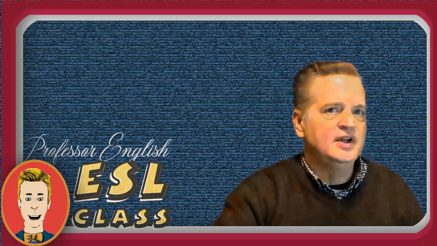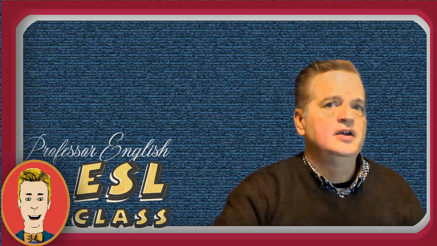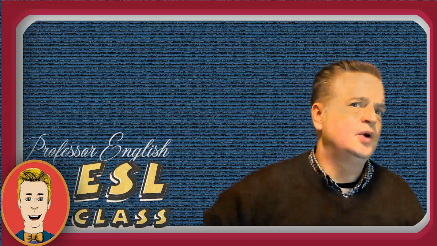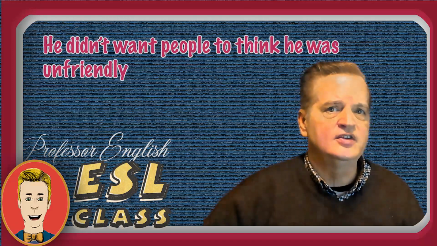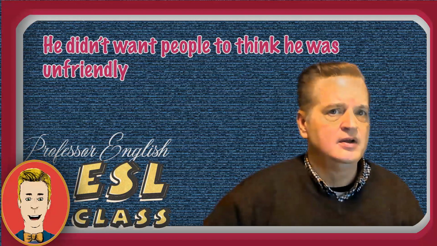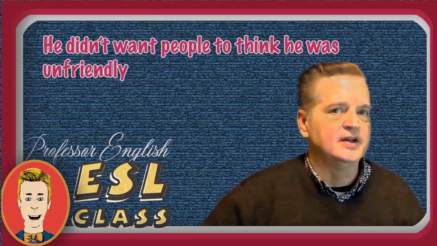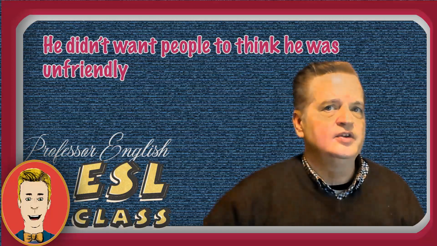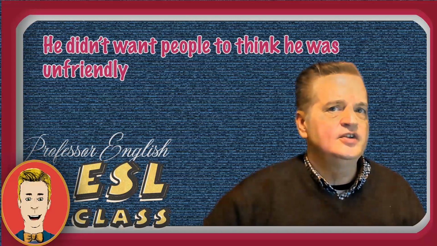Here is the reason. He didn't want people to think that he was unfriendly. He didn't lose his temper because he didn't want people to think that he was unfriendly. Can you repeat all of that? He didn't lose his temper because he didn't want people to think he was unfriendly.